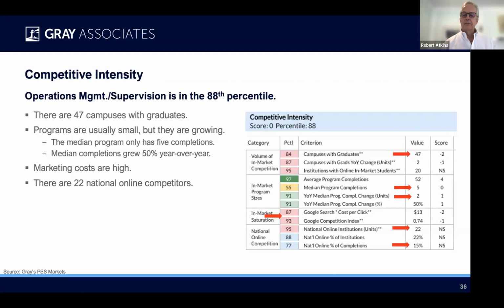And it is beginning to go online. We've got 22 online competitors in this market, and they're taking about 15% share of market. So if you're in this space, and I was doing it on ground, I'd be a little nervous that I'm going to start to get cannibalized by online players.